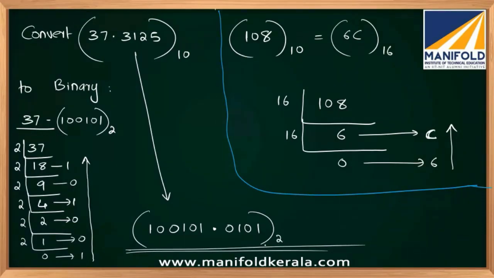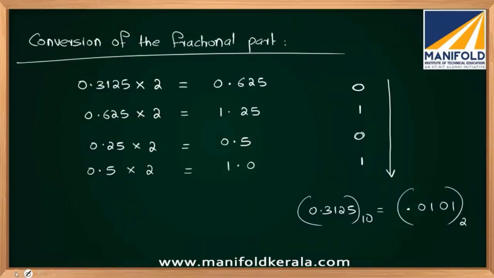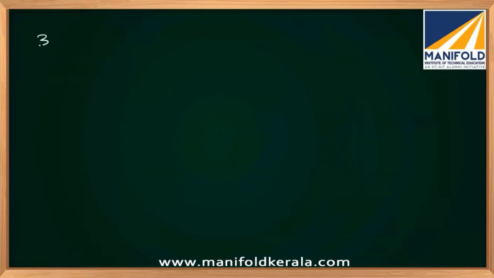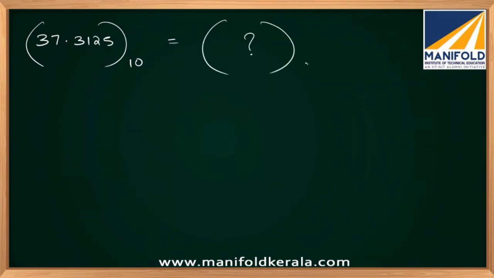Let me do this one also. That was for converting from decimal to binary if there is a fractional part. Suppose you want to convert the same number, 37.3125 base 10, into octal. Suppose I want to convert this into the octal number system.